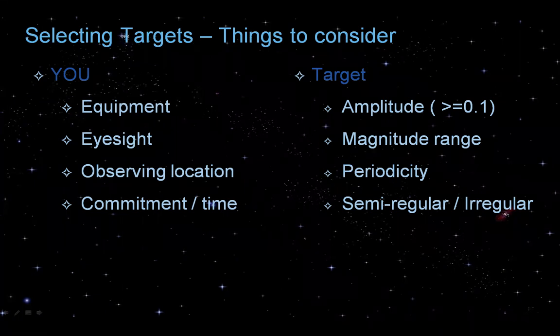For your target, think about the amplitude, or the difference between the variable star's brightest and faintest magnitude. A star which has an amplitude less than 0.1 magnitude.